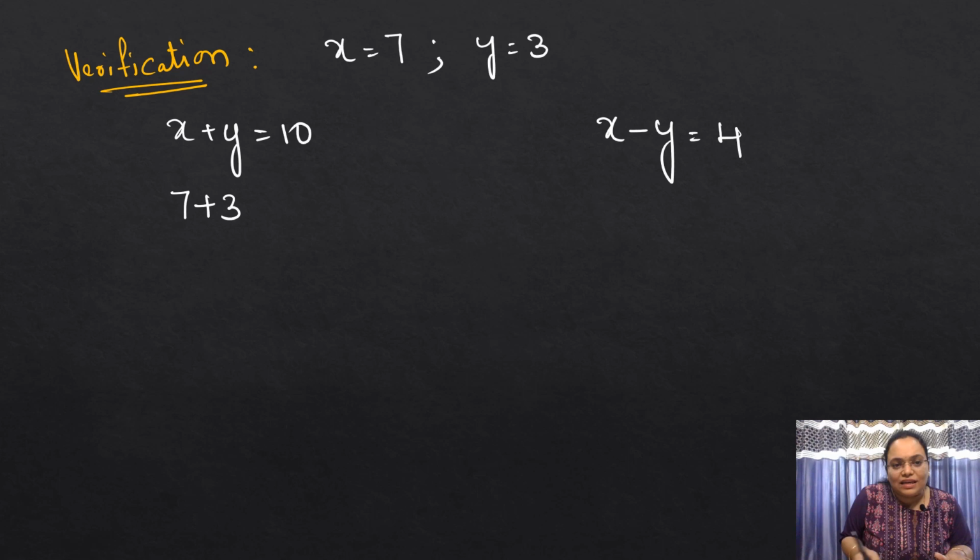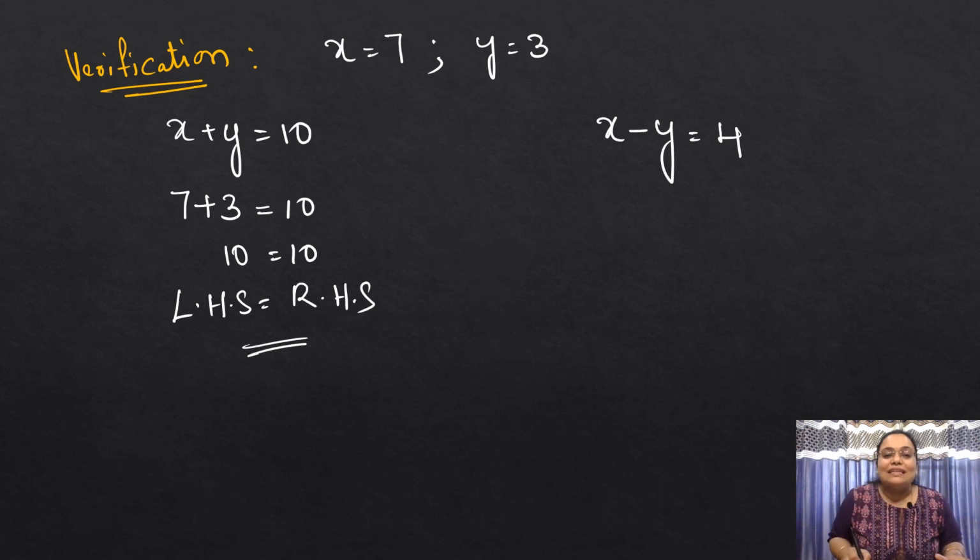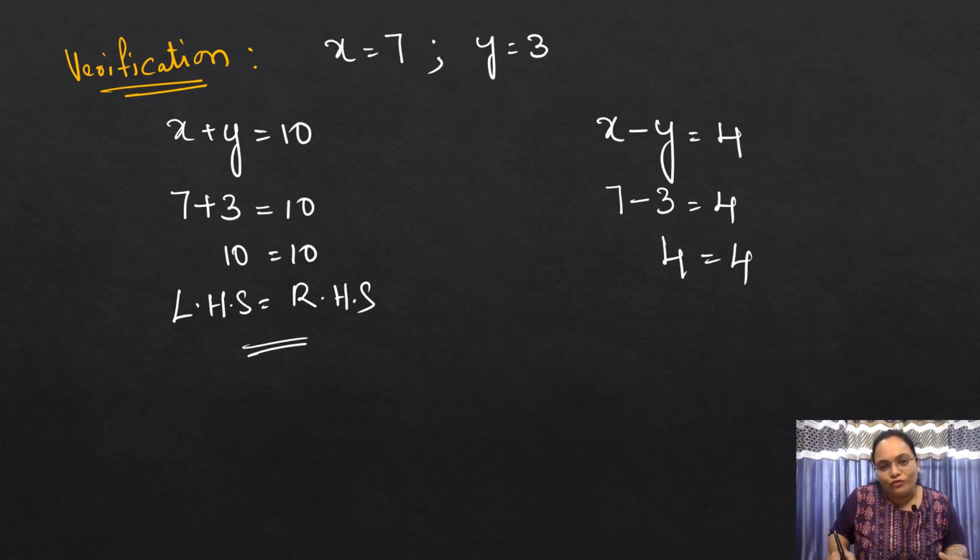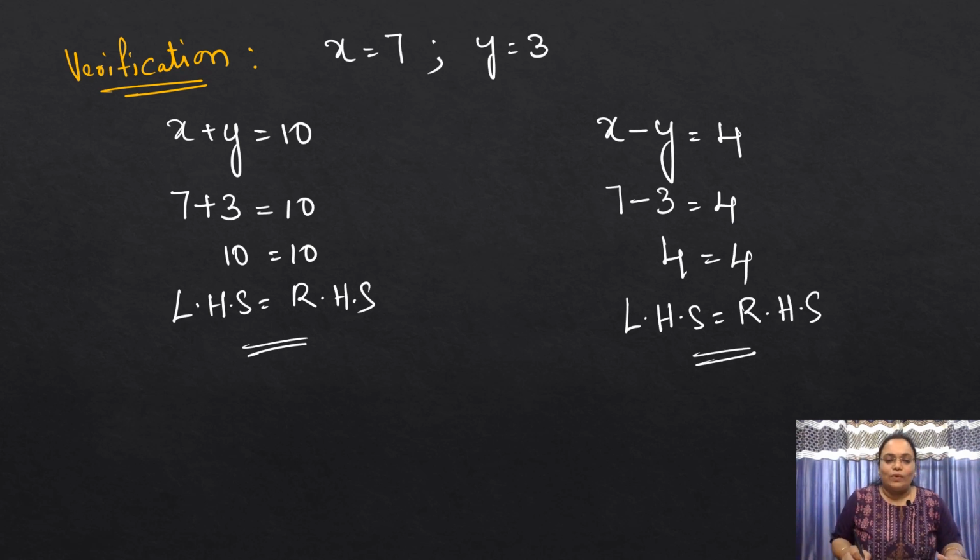What is the x value? 7 plus 3, the y value is 3, is equal to 10. So 10 is equal to 10. LHS is equal to RHS, so it is satisfying the equation on both sides. Now let us see the next equation. 7 minus 3 is equal to 4. 4 is equal to 4. Here also the two values are satisfying both the equations on both sides.